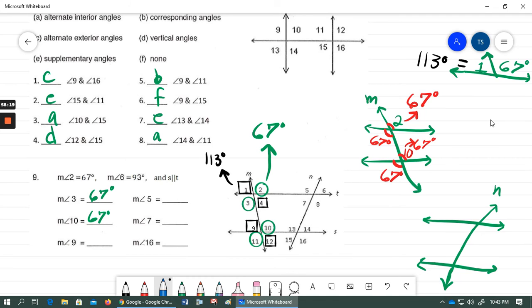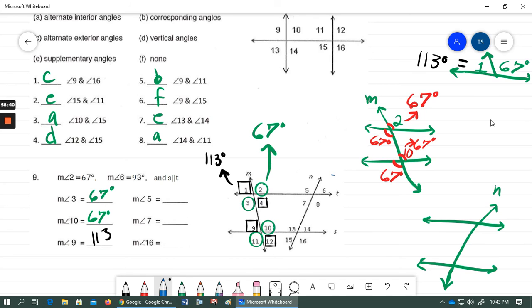All right, so let's see. Out of those, which ones did we have? All right, angle 9 is 113 degrees. All the other ones are in the other dot. All right, so let's do this real quick.